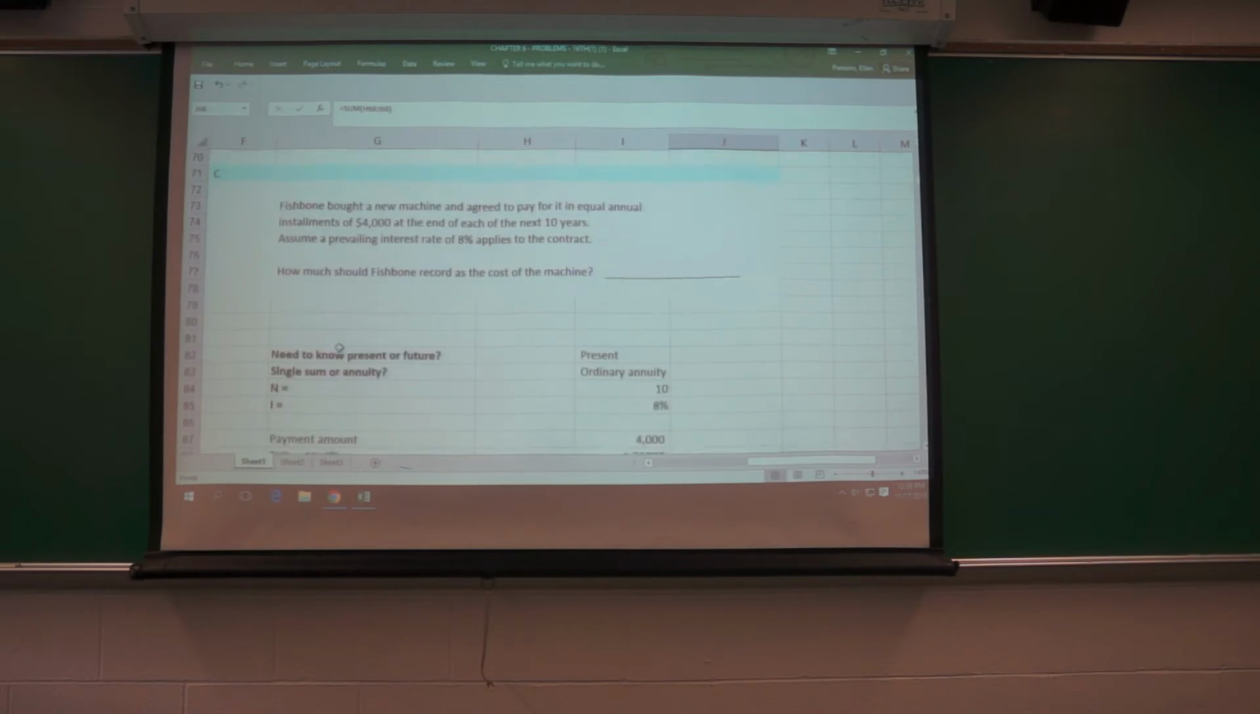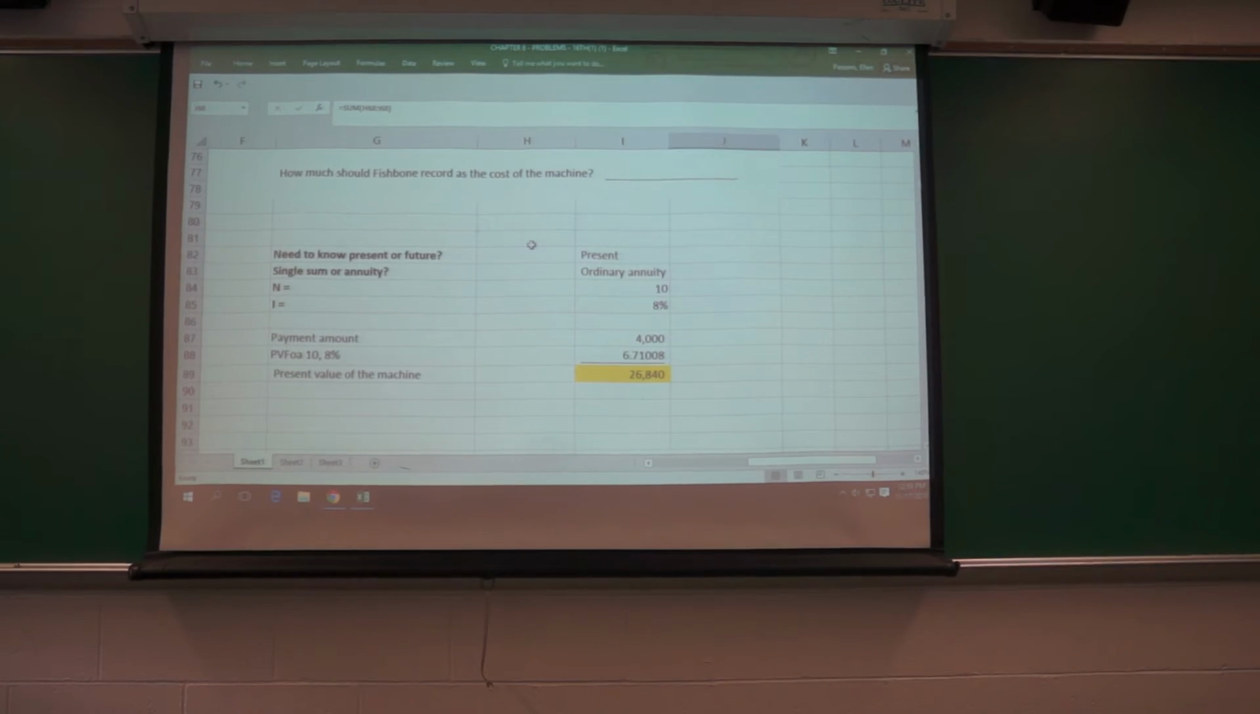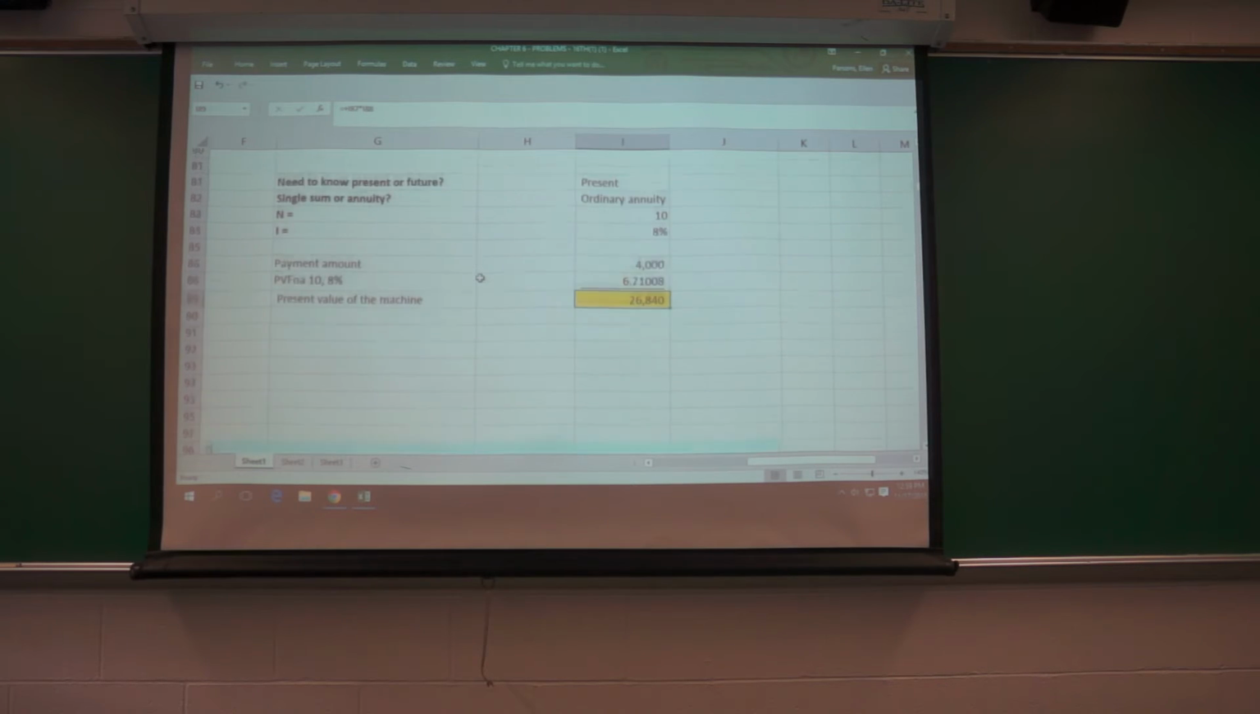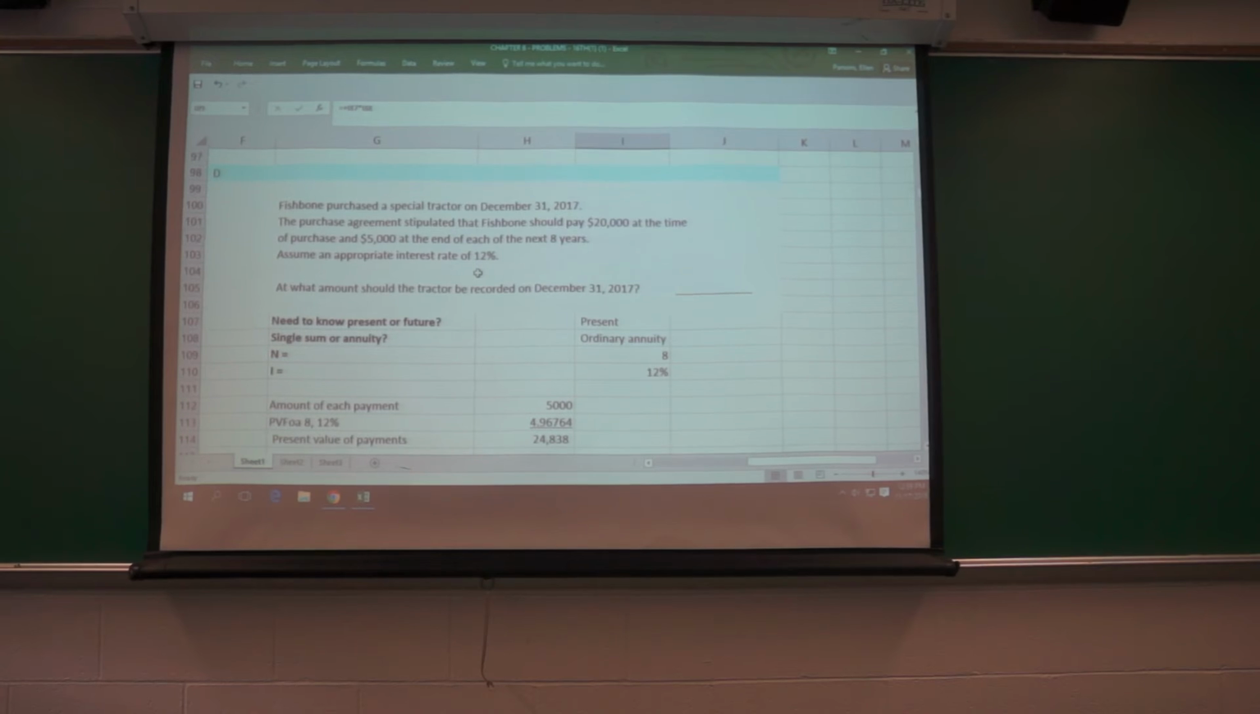Okay, so Fishbone now wants to buy a new machine, agreed to pay for it in equal annual installments. So right there you say it's an annuity, at the end of each period. That's a regular annuity, ordinary annuity, not an annuity due. And they give you the N and the interest. So it's simply getting you to the right table. We need to know the present value of an ordinary annuity, 10, 8, and the payment amount, and the present value of the machine comes to 26,840. Okay, this Fishbone is very busy.